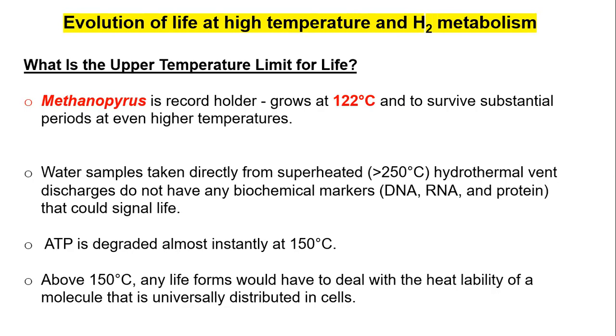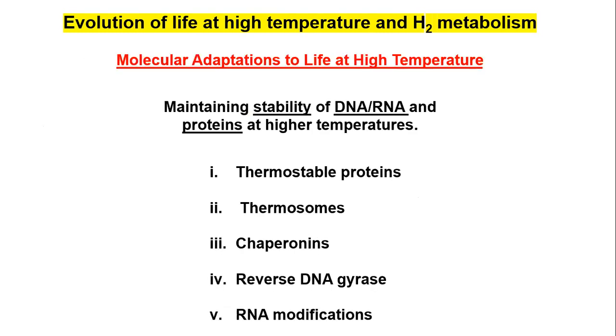So, what's happening? Those over 250, there are no molecules because the ATP is degraded at 150. So I would say that the cutoff is 122. Somewhere I found 113, but apparently can be 100. How is that possible? Well, it's possible because of molecular adaptation.